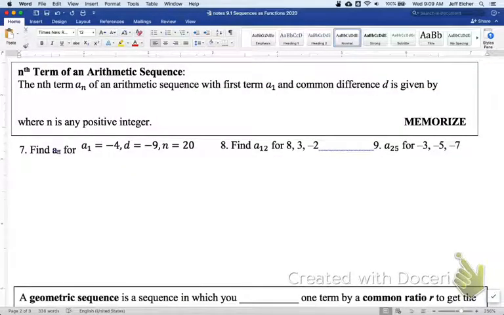And negative 51 is, oh, I just lost my work. One of these days I'll get the hang of this. But I think we said negative 51.